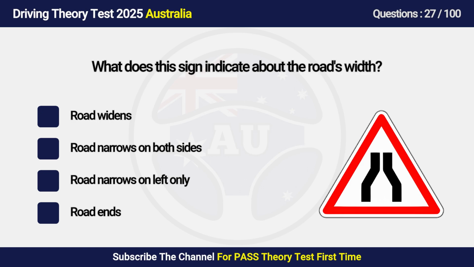A. Road widens. B. Road narrows on both sides. C. Road narrows on left only. D. Road ends.